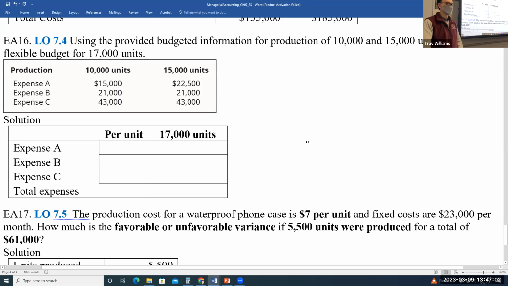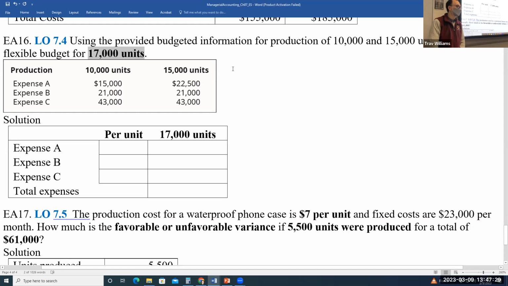Oh yeah, this one's interesting. So we have this information here. There are 3 different types of costs. They're just labeled A, B, and C. And we've got 2 different production levels. We need to make a flexible budget based on 17,000 units. Okay.